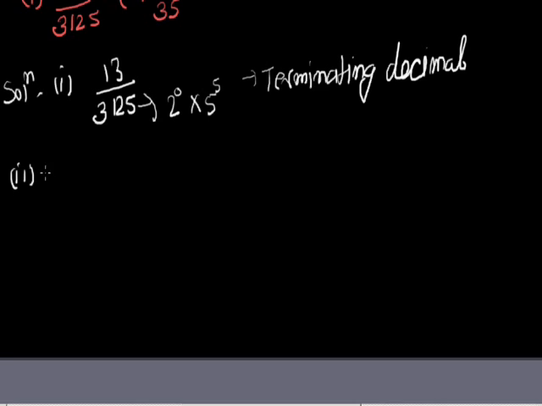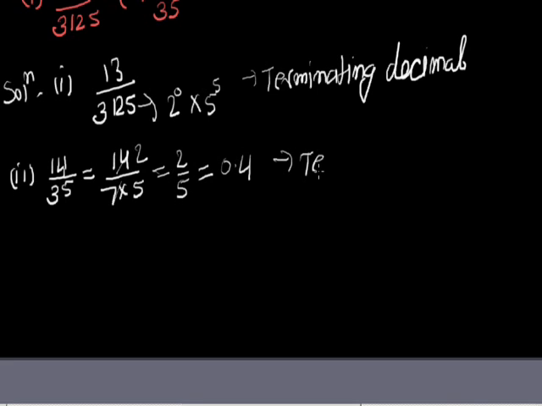Now the second number, 14 upon 35. The denominator's prime factorization is 7 into 5, so 7 cancels out from 14 and 35, leaving 2 upon 5. Again the denominator is of the form 2 and 5, so this number also has a terminating decimal.